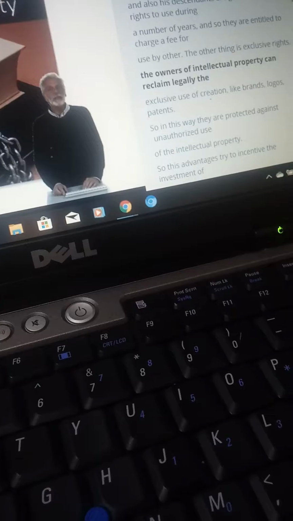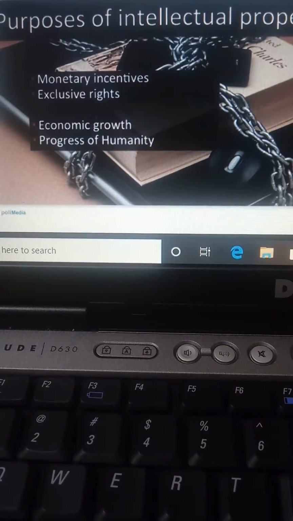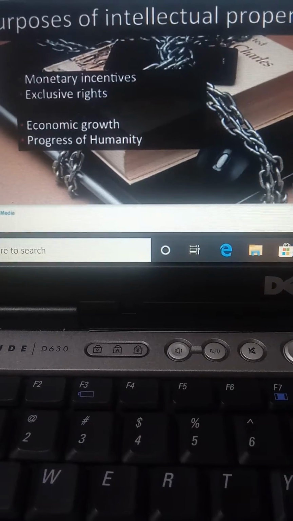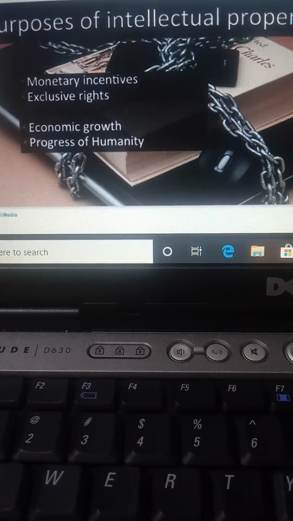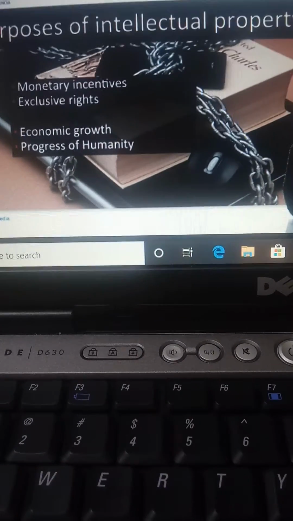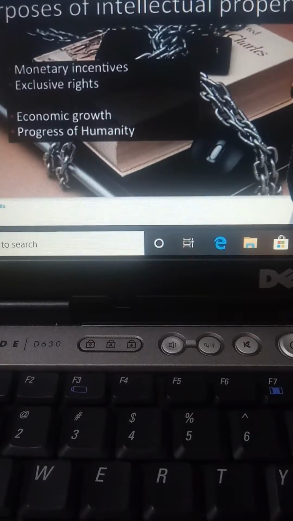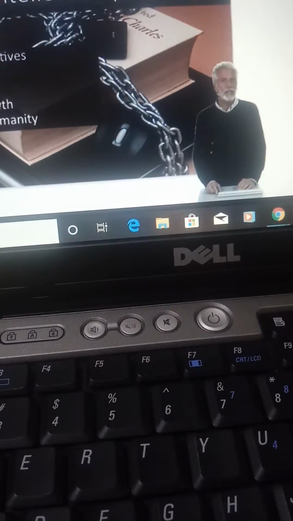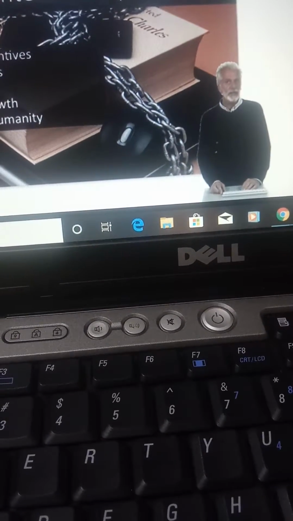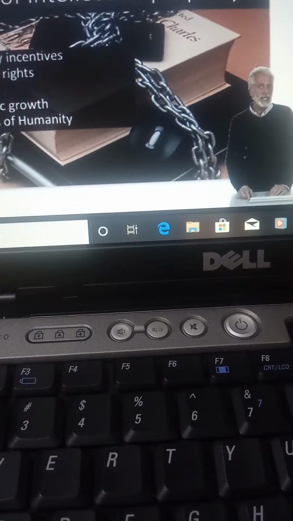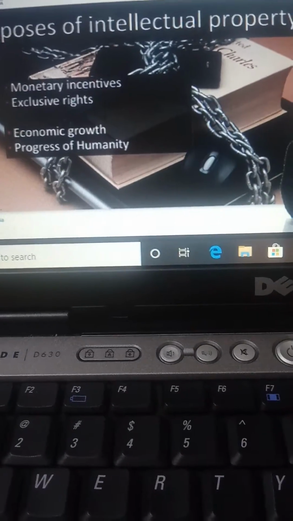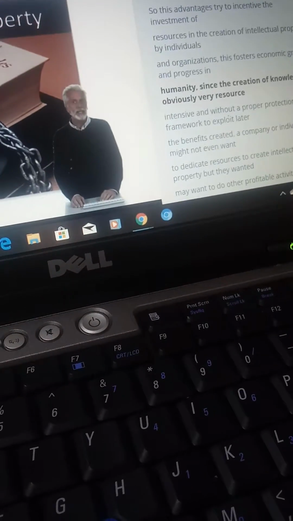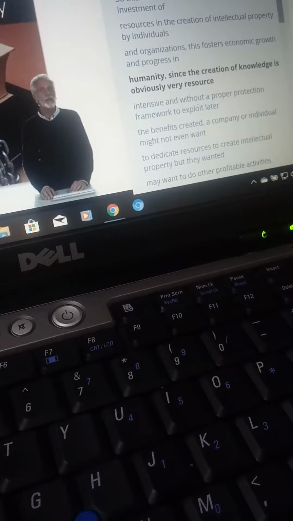This advantage tries to give incentives to the investment of resources in the creation of intellectual property by individuals and corporations, fostering economic growth and progress of humanity, as the creation of knowledge can be sometimes very resource intensive, and without a proper protective framework to exploit later the benefits created, the companies or individuals could dedicate the resources to more profitable activities.